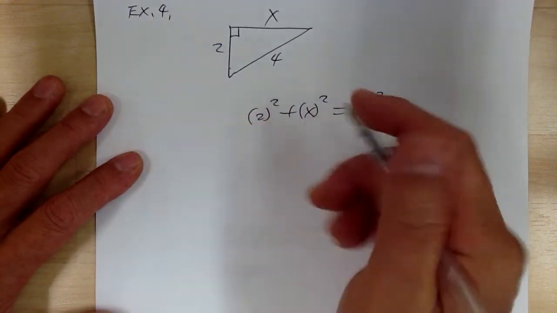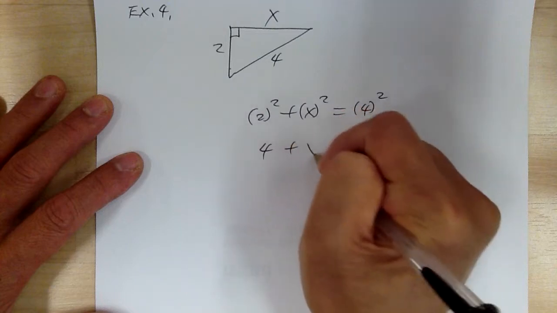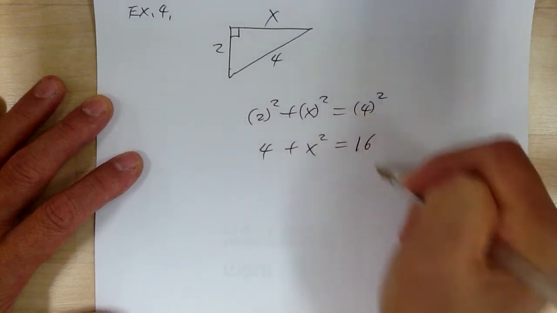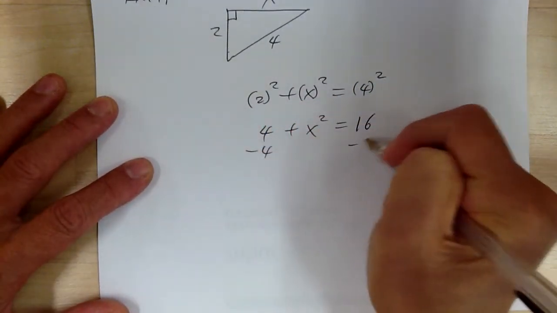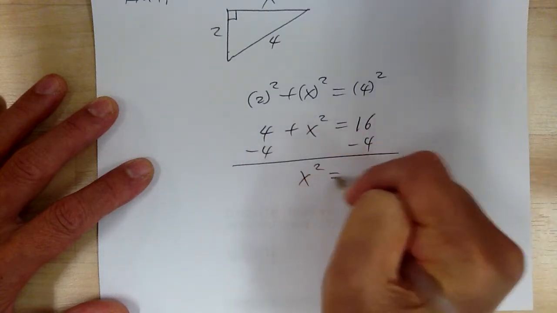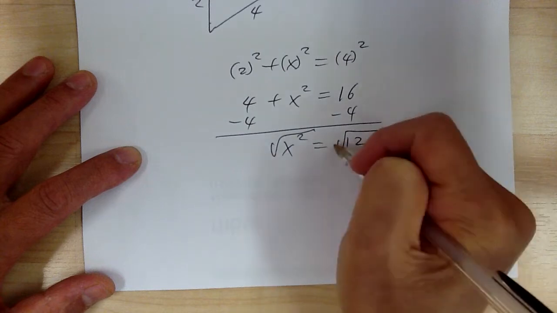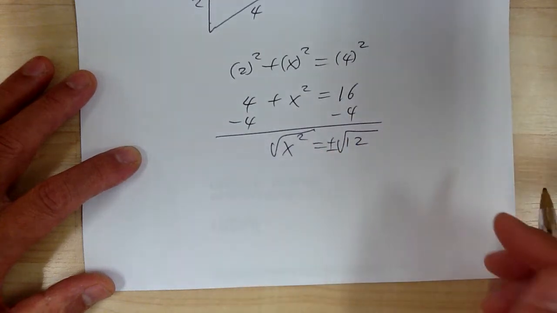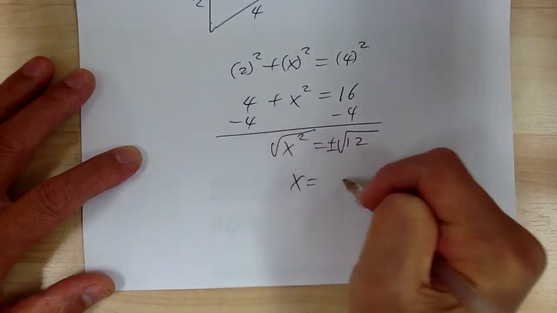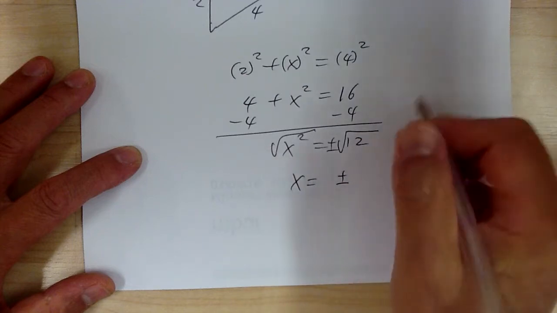So you work it out, so you're going to get 4 plus x squared equal to 16. So minus 4 on each side. So x squared equal to 12. You take the square root. So again, technically, you're supposed to have plus or minus, right? So you got x equal to plus or minus, and you can simplify that.